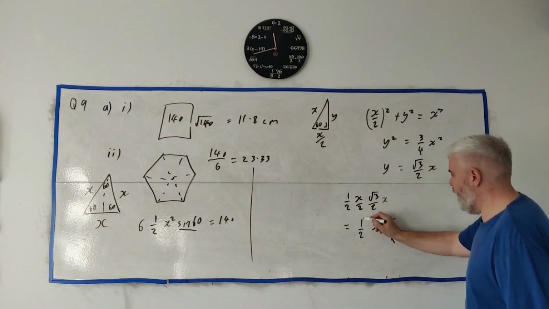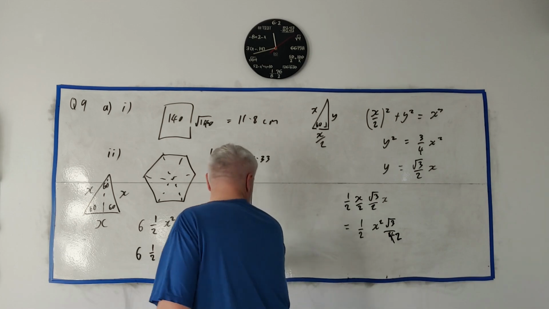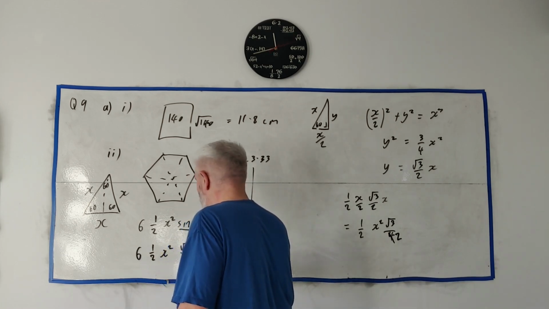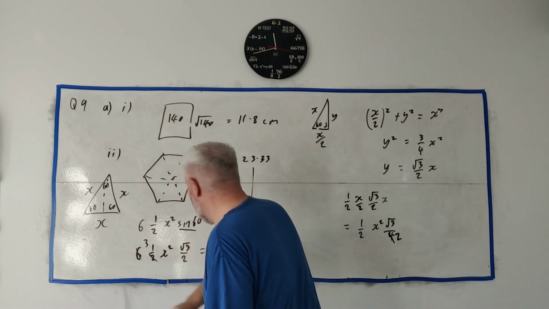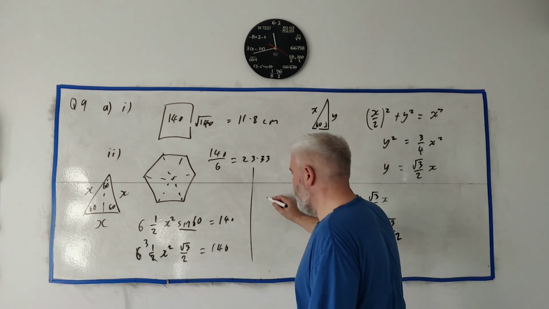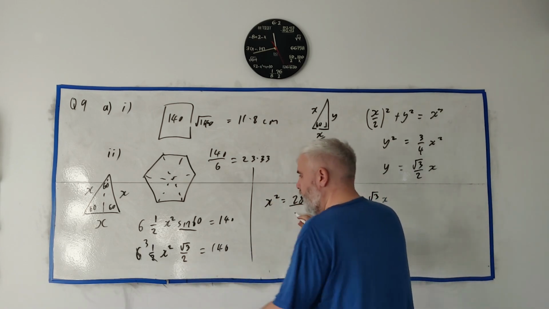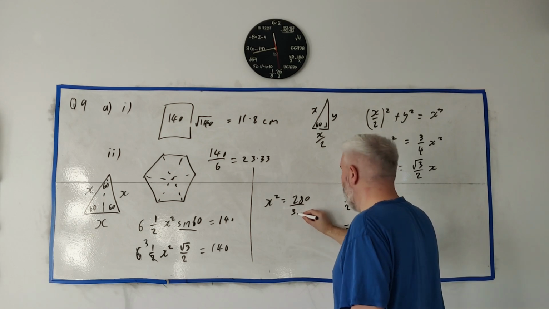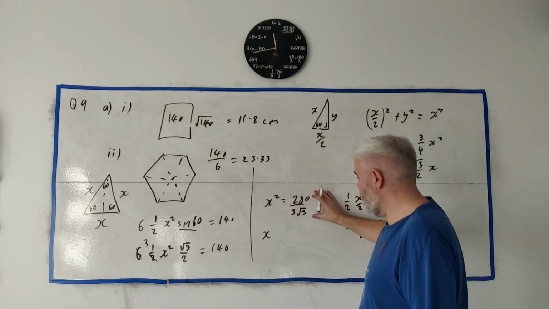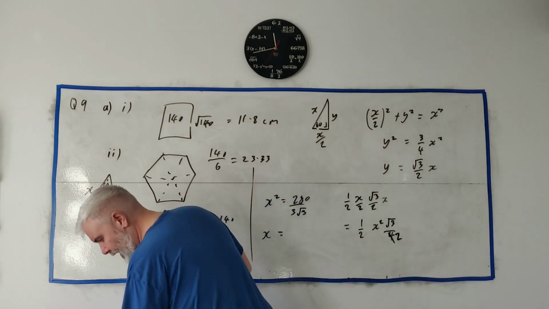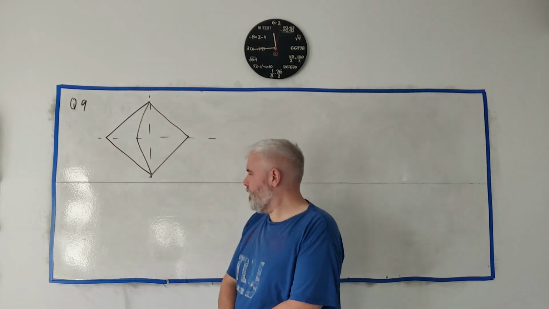We get this, and then 6 times this guy, a half x squared square root 3 over 2, is equal to 140. Let's see, that goes into that 3 times. Rearrange this, we get x squared is equal to 140 times 2, 280, divided by this 3, divided by that square root of 3. Put the square root of this side into a calculator, and we get to 1 decimal place 7.3.